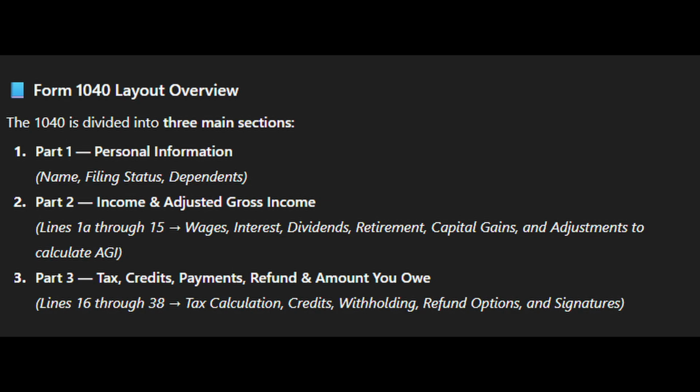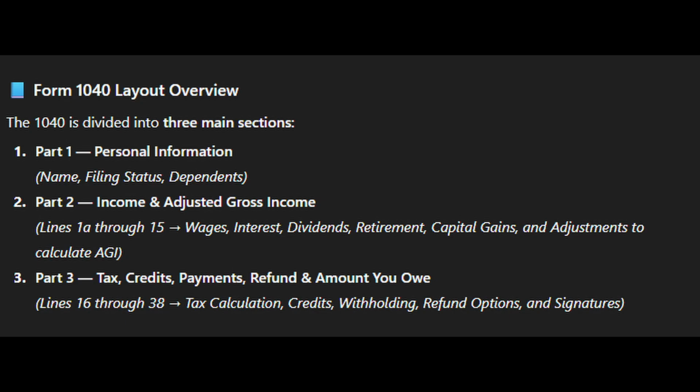Before we jump into income, let's take a look at how the 1040 is structured overall. So part 1 is the personal information, name, filing status, dependents. Part 2 is income and adjusted gross income. That'll cover lines 1A through 15, wages, interest, dividends, retirement, capital gains, and adjustments to calculate AGI.